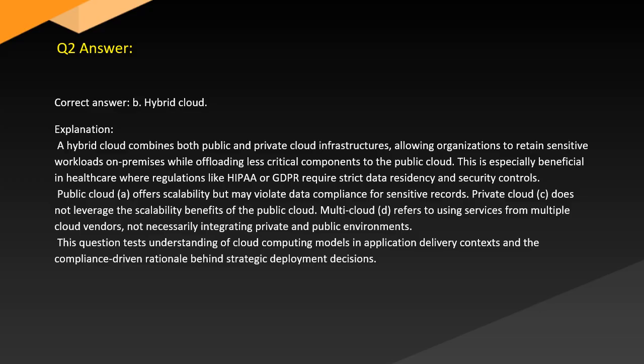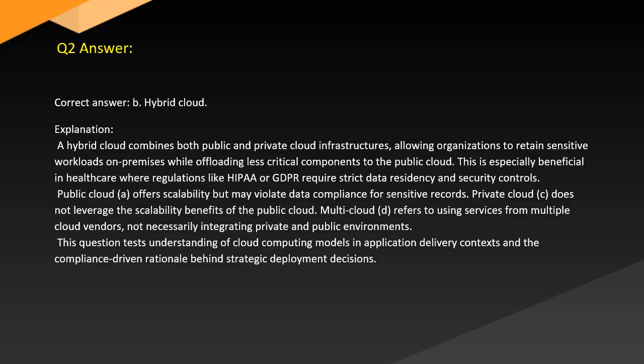Answer. Correct answer. B. Hybrid cloud. Explanation. A hybrid cloud combines both public and private cloud infrastructures, allowing organizations to retain sensitive workloads on premises while offloading less critical components to the public cloud. This is especially beneficial in healthcare where regulations like HIPAA or GDPR require strict data residency and security controls.